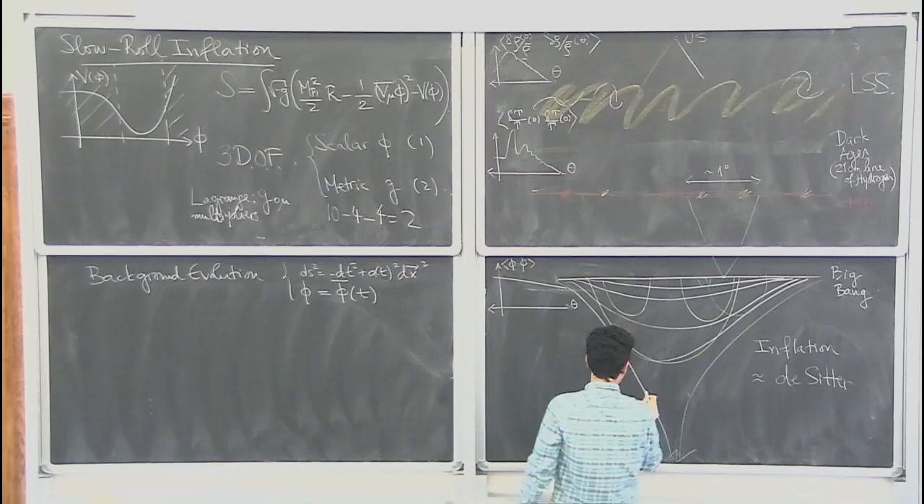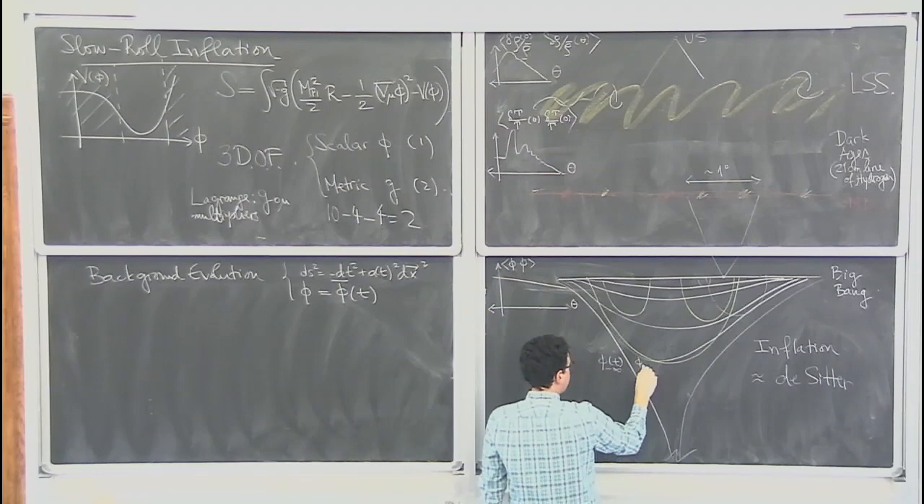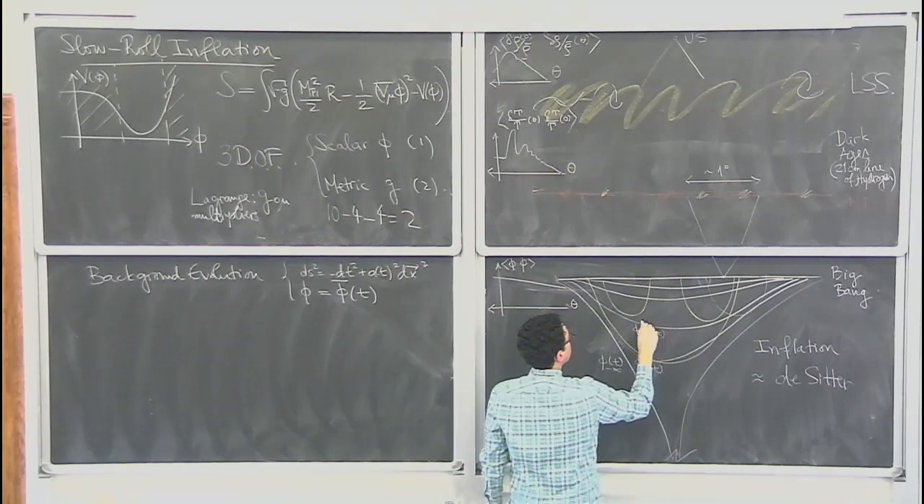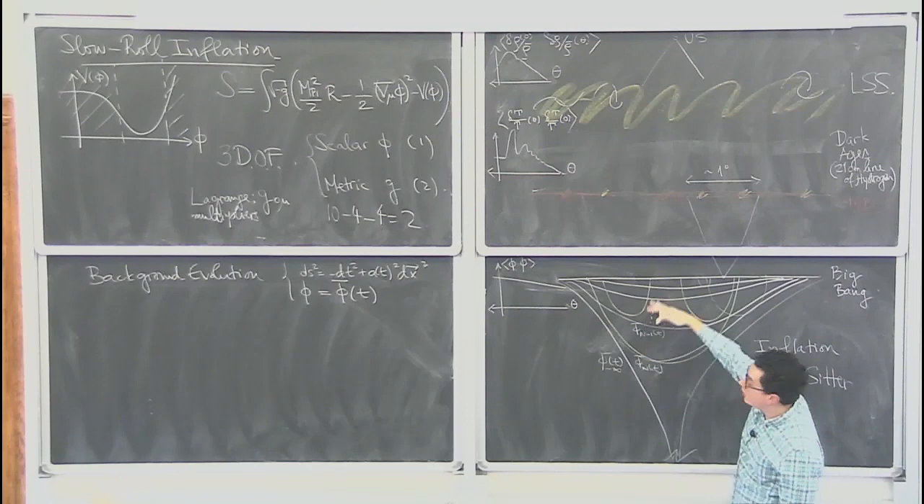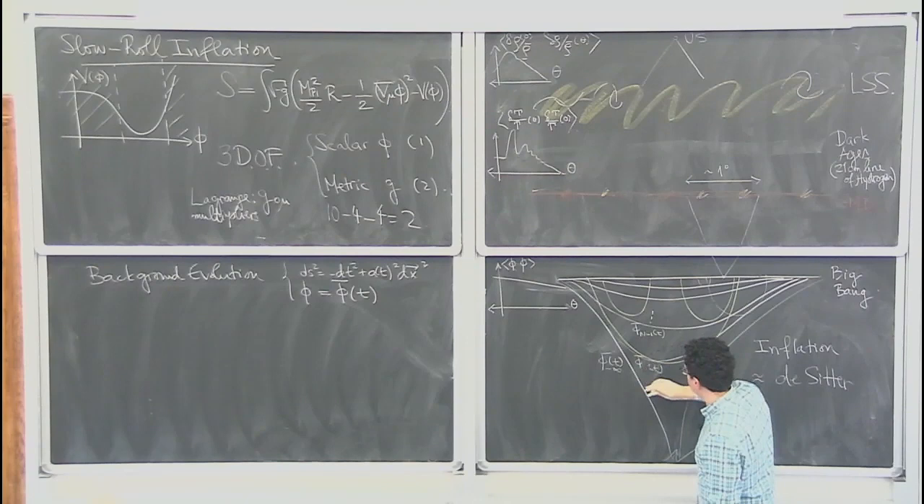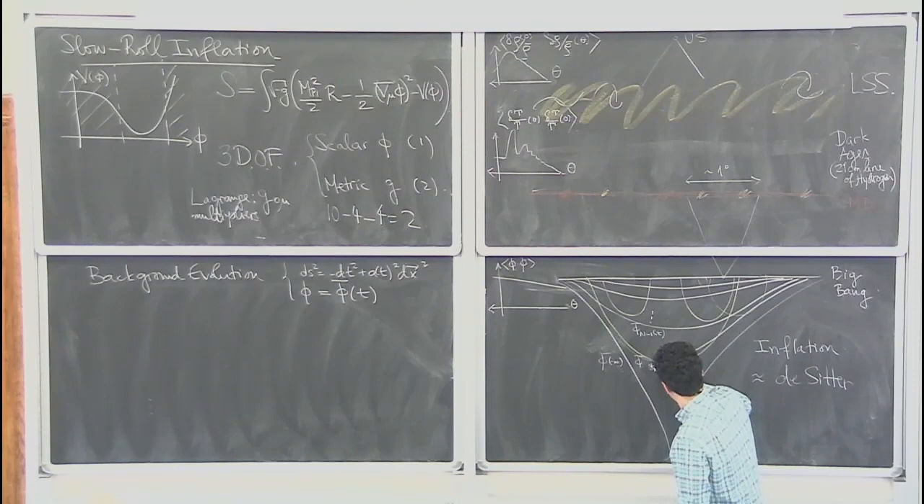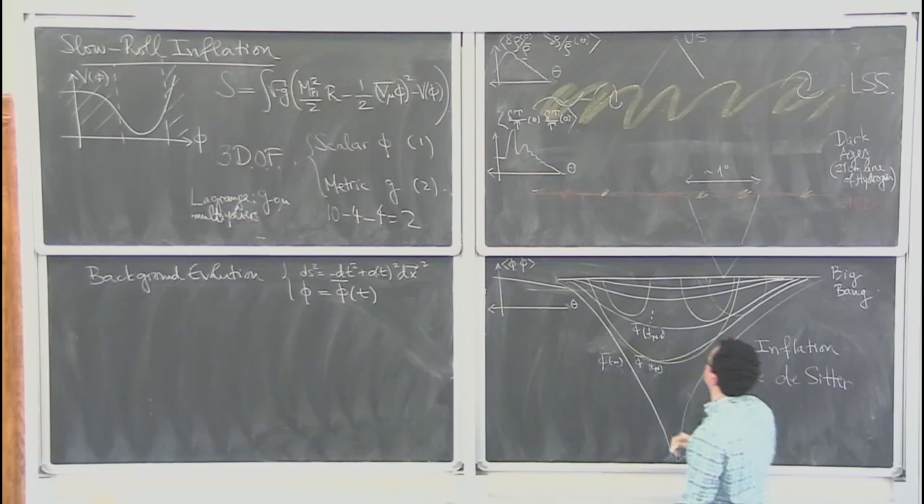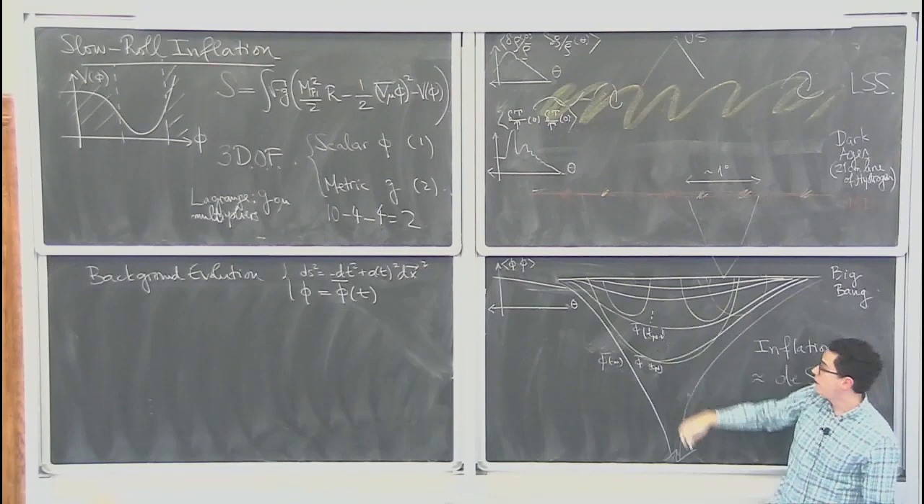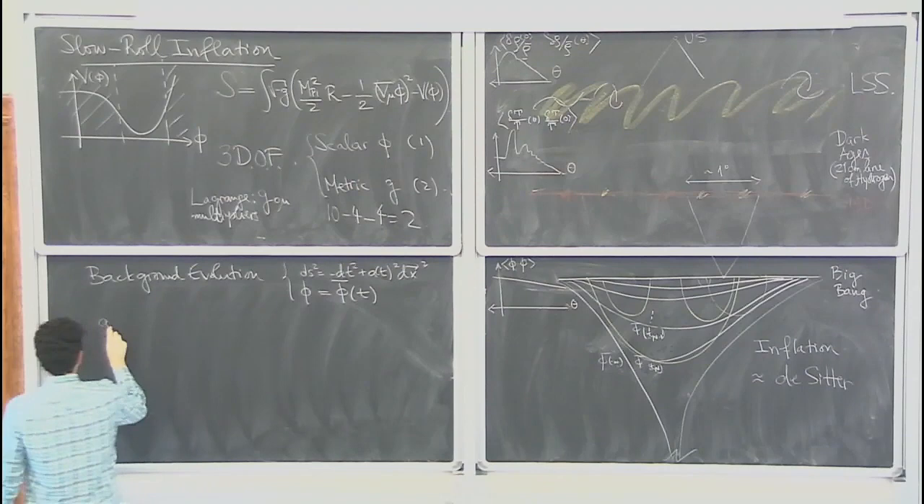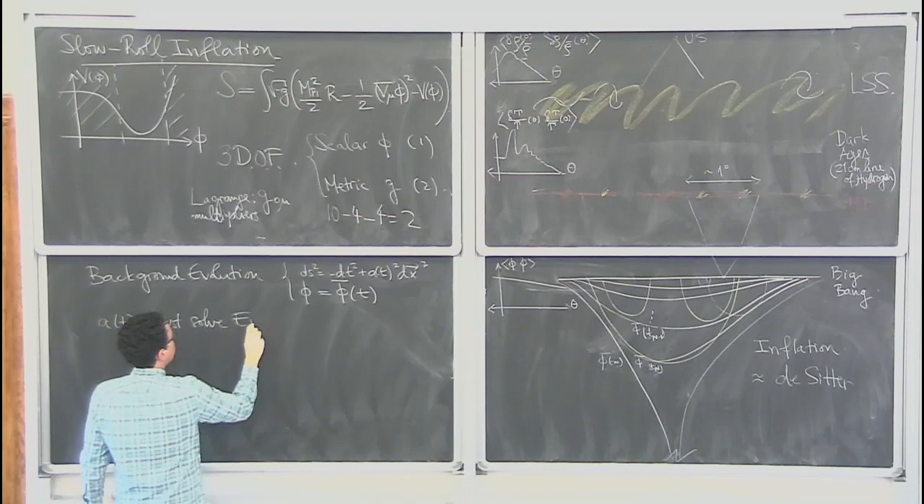So the scalar field has some non-trivial profile, and it gives some natural slicing of the background. Okay, and then a of t must solve the Einstein plus Klein-Gordon equations.